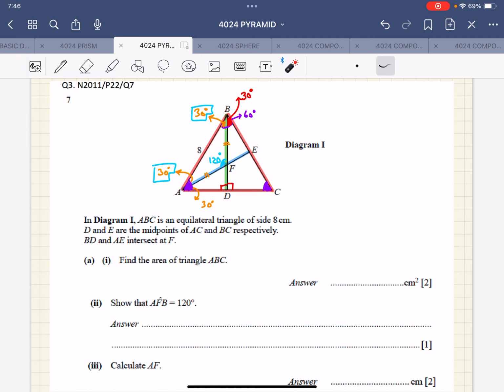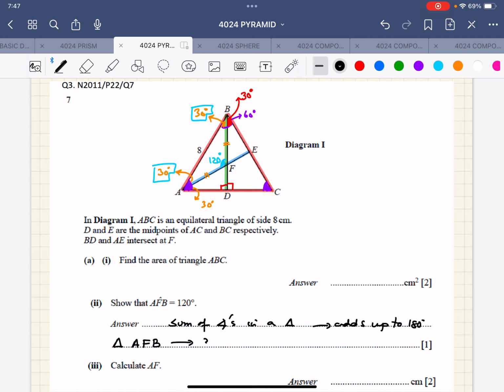The answer is that we can say the sum of angles in a triangle adds up to 180 degrees. And even before that, I can say, focus on the triangle that is AFB. There are two angles of 30 degrees each. Therefore, AFB is 120 degrees.